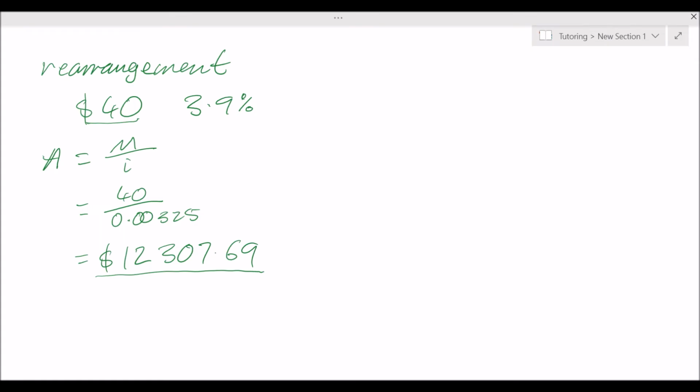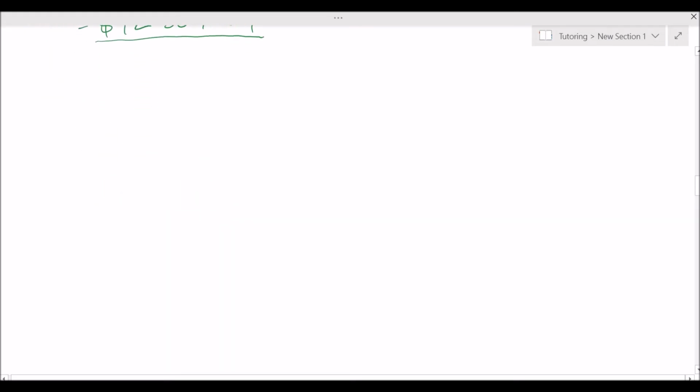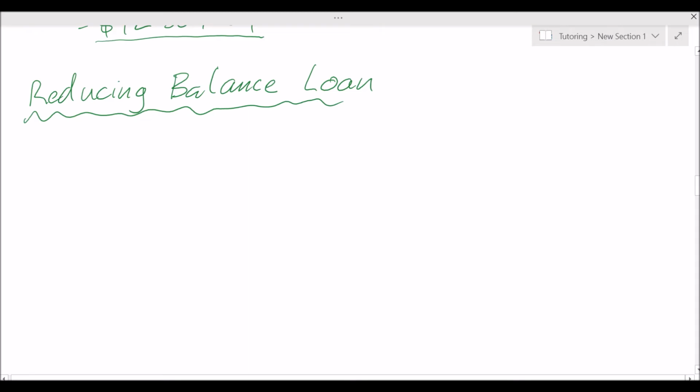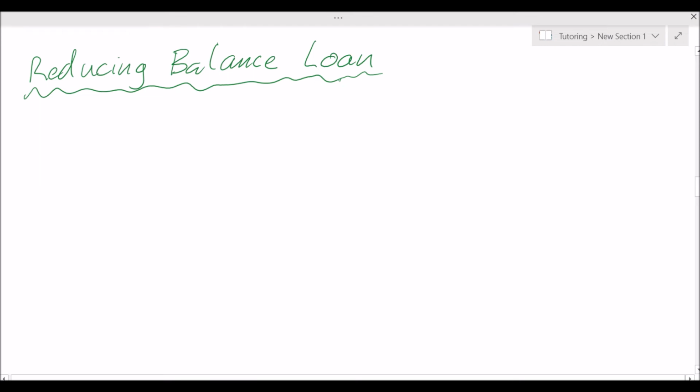Okay, there's just one more thing covered in this topic, which is a reducing balance loan. Which is a fancy name for something that you've all sort of seen before. Okay, this is how real life loans work. Okay, so when you were no doubt learning about compound interest back in year 11, you'd probably get a question like this. Someone wants to borrow $10,000, I don't know, for a car or something at 3.9% compounding monthly.